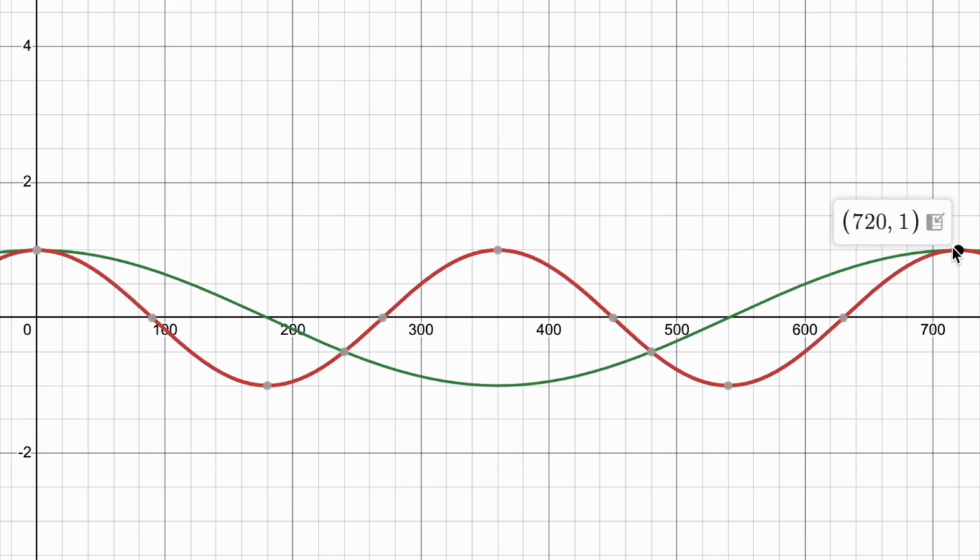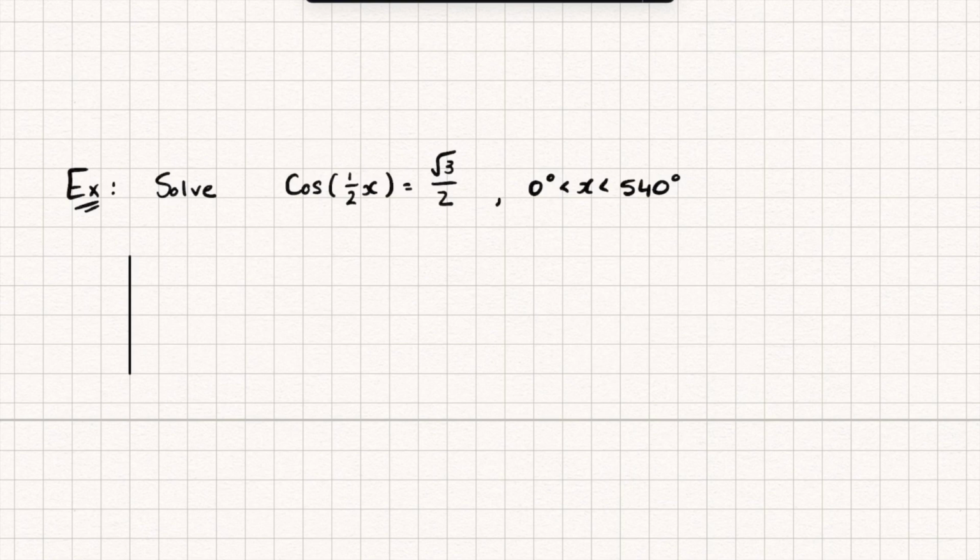But remember, for now, we're not actually going to worry about any of this. All we're going to do is sketch the graph of cosine of x. So let me draw out the graph. Here it is. And so cos starts at 1, it goes down to -1, comes back up to 1. So we've got 90, 180, 270, and 360.